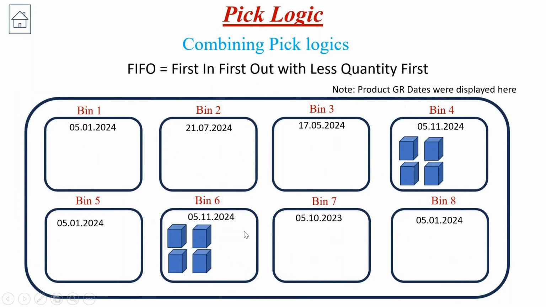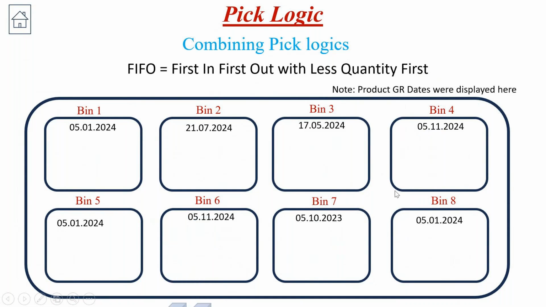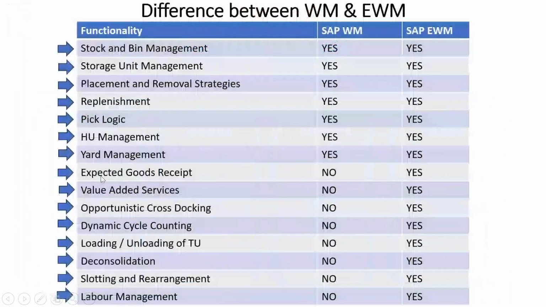But actually in this case, if the quantities are the same, the system will take the sequence of the bins. Now the system will pick the sequence. Both the logics are getting satisfied, right? Both were received on the same dates, and both are actually having the same quantity. Then the system will keep the sequence of the bins. In our sequence, the fourth bin comes first. This is how we can pick the two logics in case of SAP AWM.